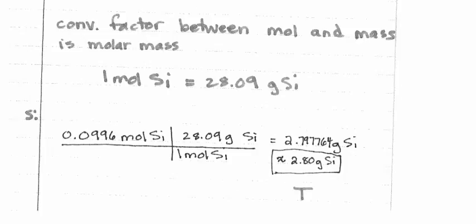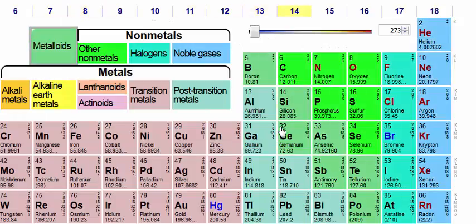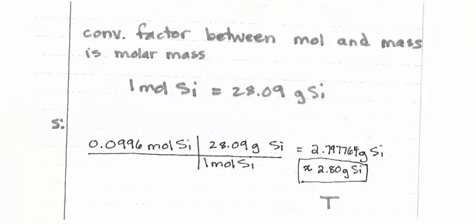The conversion factor between mole and mass is molar mass, and if I look at my periodic table, I will see that 1 mole of silicon is equal to 28.09 grams of silicon. And here's a section of the periodic table. Right here is silicon, atomic number 14, and right here is its average atomic mass. I've just rounded it to the nearest hundredth, so 28.09 grams. So that's where we get the molar mass from, the periodic table.